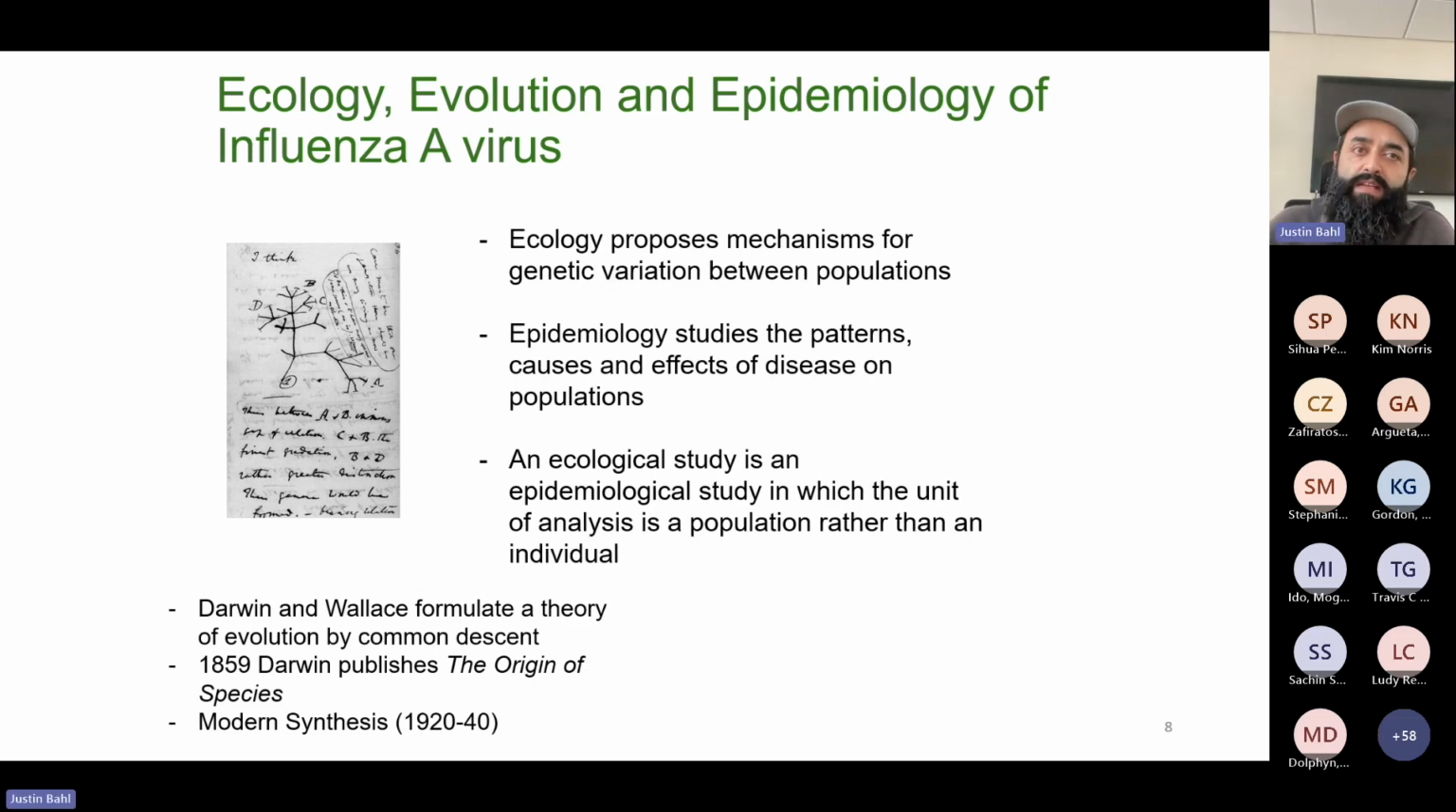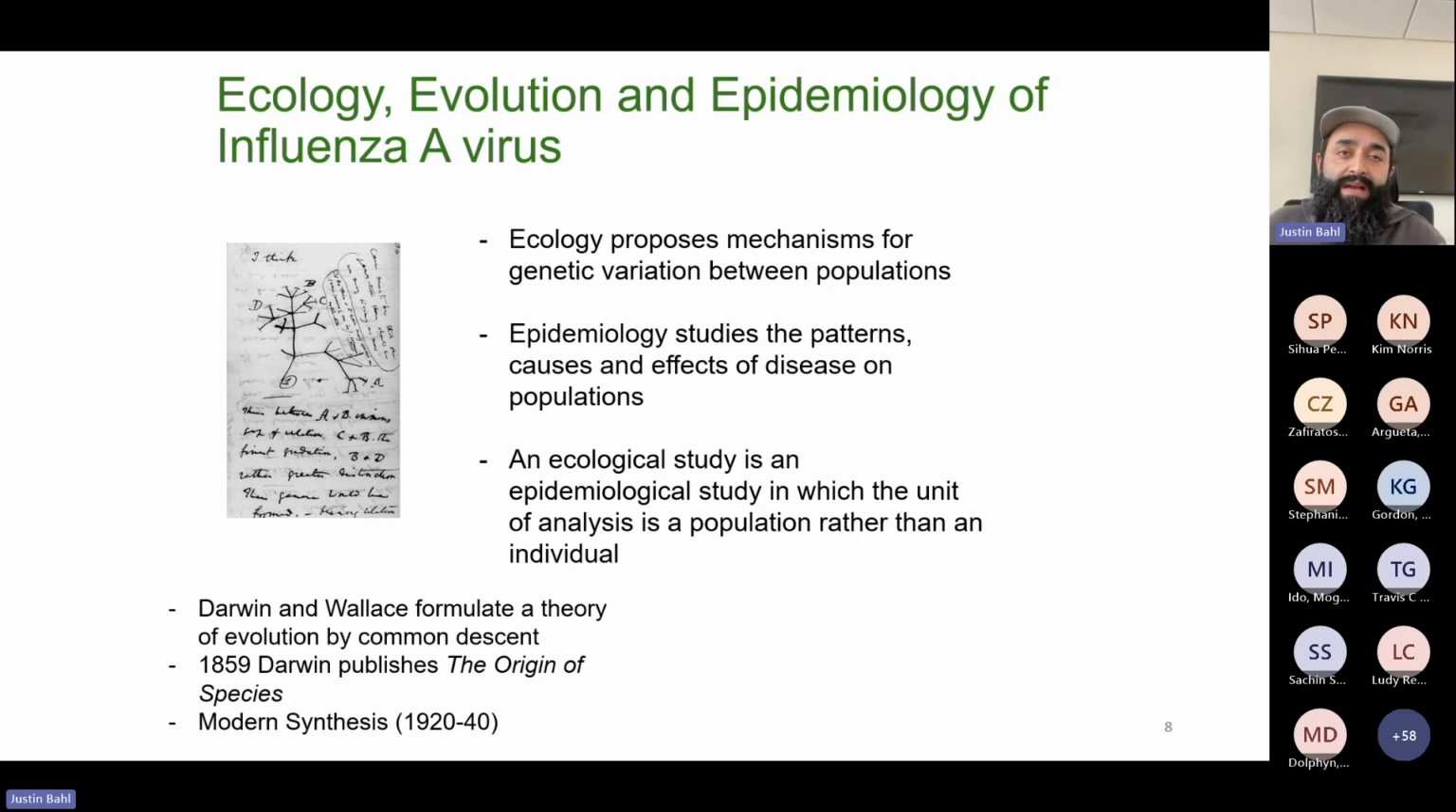Ecology proposes mechanisms for genetic variation between populations. Epidemiology studies the patterns of variation or patterns that cause disease and the effects of diseases within populations. And an ecological study could be considered an epidemiological study in which the unit of analysis is a population, not an individual. Okay, so ecology is interested in populations, epidemiology, what happens between populations and how things interact.